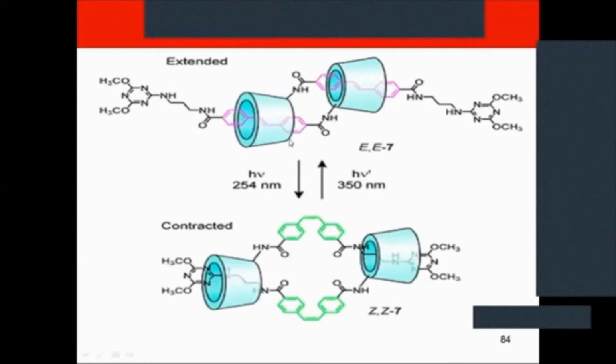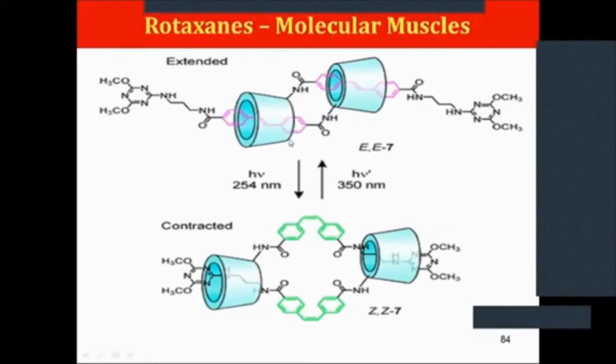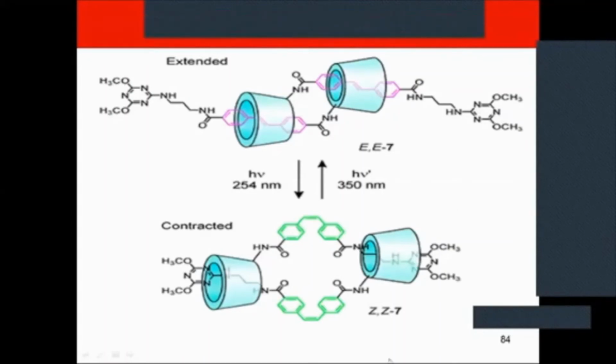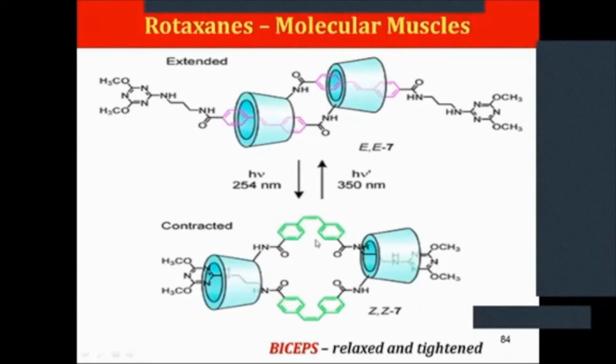But you can see in the rotaxane, this is capped here, this is capped here, and these two macrocycles are there in the middle. So this is in the stretched state, and this is in the relaxed state, we can call it. Just like an example of a biceps: when it is stretched, it bulges, and there is the relaxed state. The external stimulus is light of wavelength 254 nanometer. You get like this or you get like this. So based on the external stimulus, you get a stretched state or a relaxed state. So this can act as a molecular muscle. A typical example. Like that, there are many, many examples.